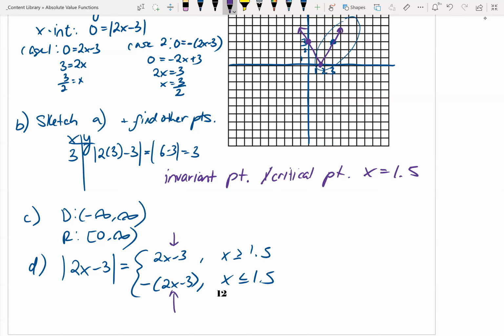These come from my case 1 and case 2 of my x-intercept calculation. So we get the positive 2x minus 3 on the right side of our invariant point, and then we get the negative (2x minus 3) on the left side of our invariant point. And another way to look at it is just to look at the graph to determine how we're going to write our piecewise function.